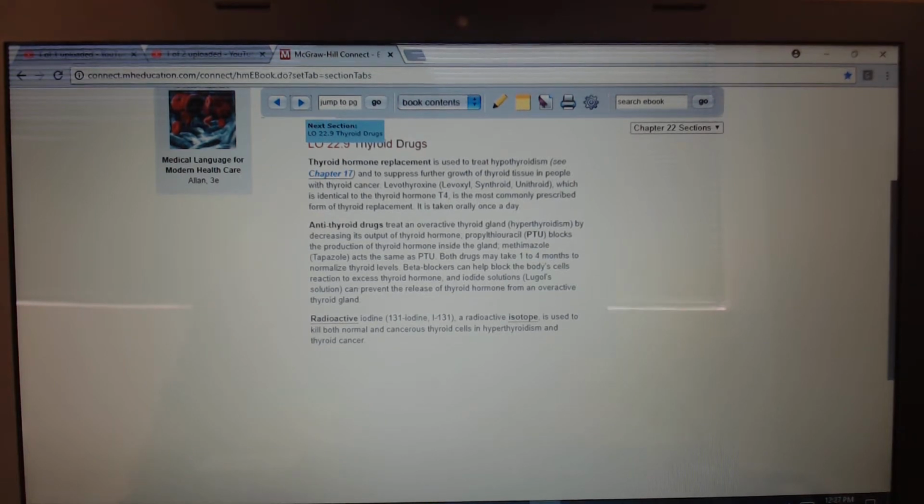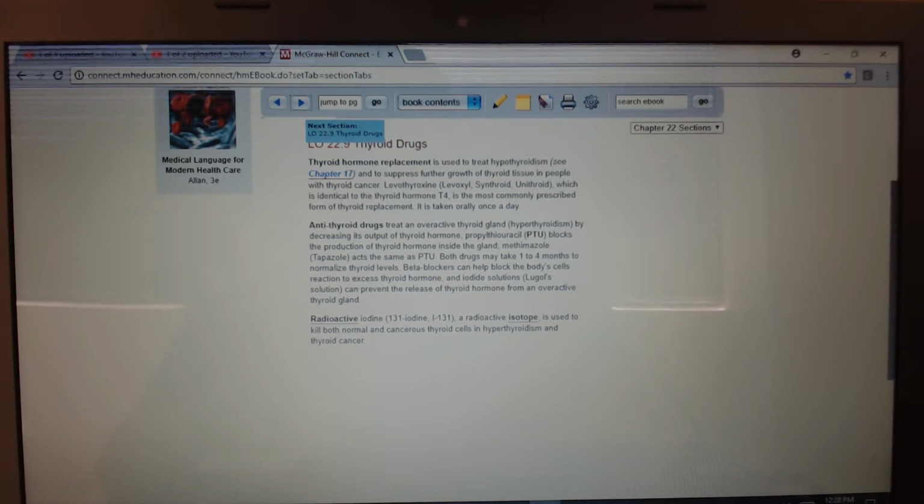Antithyroid drugs are used to treat overactive thyroid gland, hyperthyroidism, by decreasing its output of the thyroid hormone. Propylthiouracil blocks the production of thyroid hormones inside the gland. Methimazole, Tapazole, acts the same as PTU. Both drugs take 1 to 4 months to normalize thyroid levels.